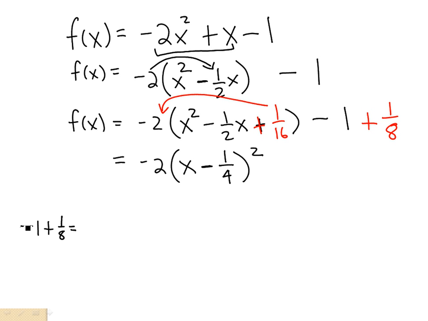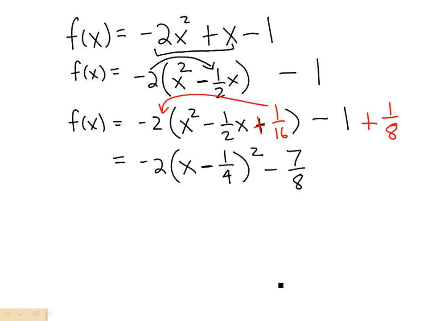Of course, that negative 1 is the same thing as negative 1/1. So the LCD is 8. So we're going to have to multiply 1 times 8 and the top times 8. That is, multiply top and bottom by 8. You now have a negative 8/8 plus 1/8, which gives you negative 7/8. So plus, well, minus 7/8.